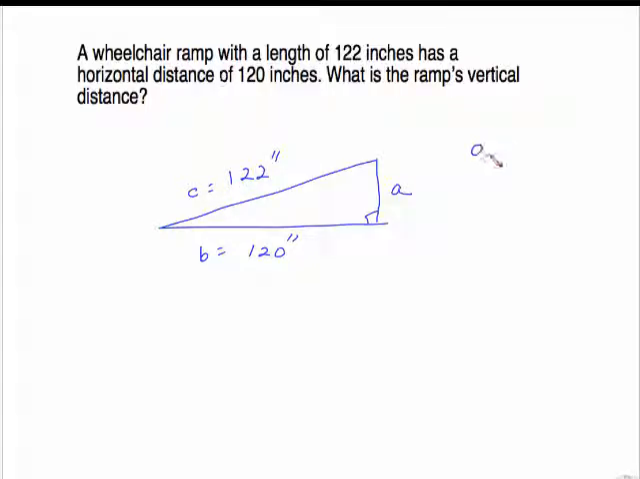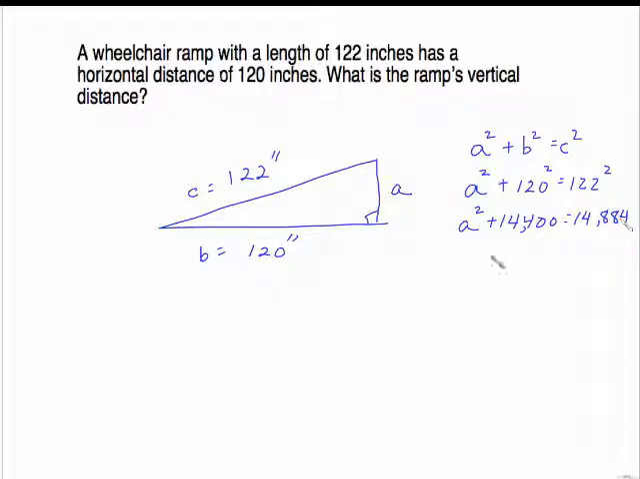So Pythagorean says A squared plus B squared equals C squared. In this one, I don't know what A is, so A has to stay A. B is 120 squared, and C is 122 squared. So to do this arithmetic, A squared stays A squared, 120 squared is 14,400, 122 squared is 14,884, and then I have an equation to solve.